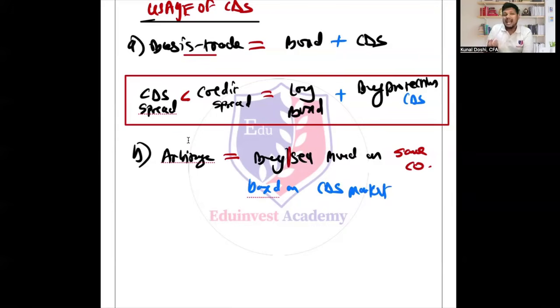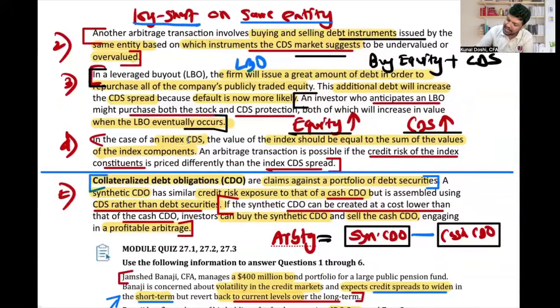Of course, they say arbitrage, but it is not completely risk-free. The third strategy is leveraged buyout. Leveraged buyout is where you borrow, correct? And you buy the shares, correct? So here, very interesting, in an LBO the firm will issue a great amount of debt. So when I issue the debt, the counterparty is worried about the default, right? So the additional debt will increase the CDS spread and the default is more likely.